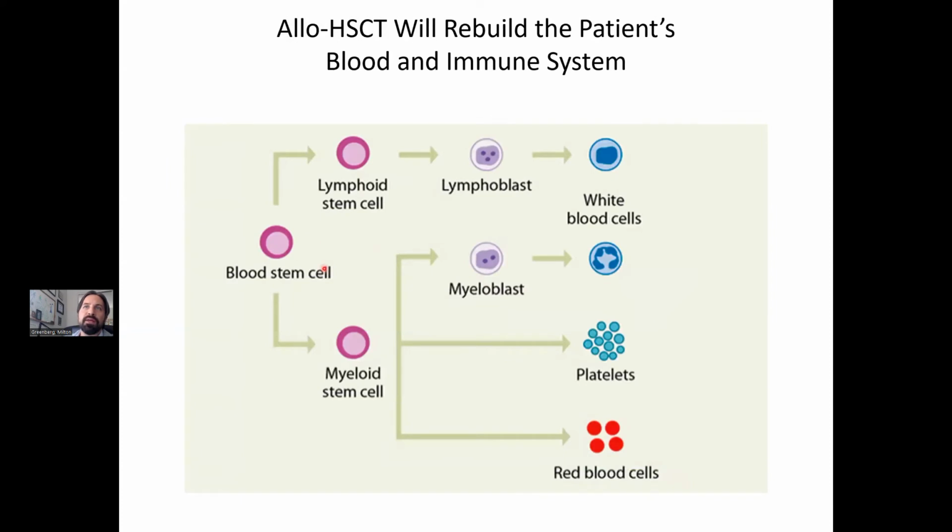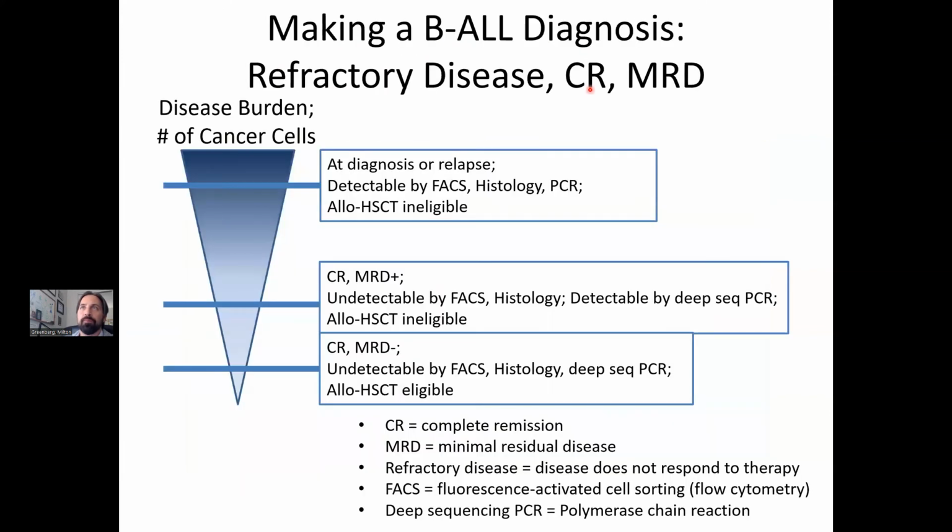So how does that happen? These stem cells that are transplanted have the ability to build out our entire immune system tree. So we can develop lymphoid cells, causing lymphoblasts and white blood cells, myeloid cells, giving rise to ultimately our innate immune cells, in particular, here's a neutrophil, platelets, red blood cells. So the allo-HSCT will rebuild the patient's blood and immune system.